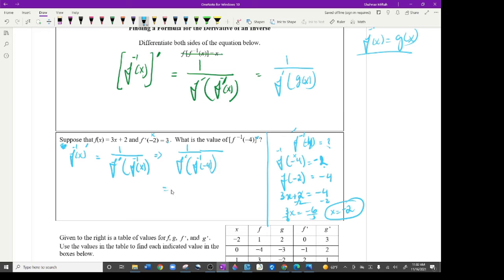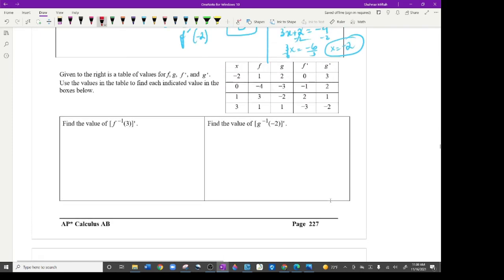Now, what is that? 1 over f prime of f inverse of negative 4, which is negative 2. Is that clear? How do I get f prime of negative 2? It was given. So it's 1 over 3. So what is the derivative of the inverse function? 1/3. What was the important step? All of this. All of this is important. If you don't do this, you're not getting the answer.